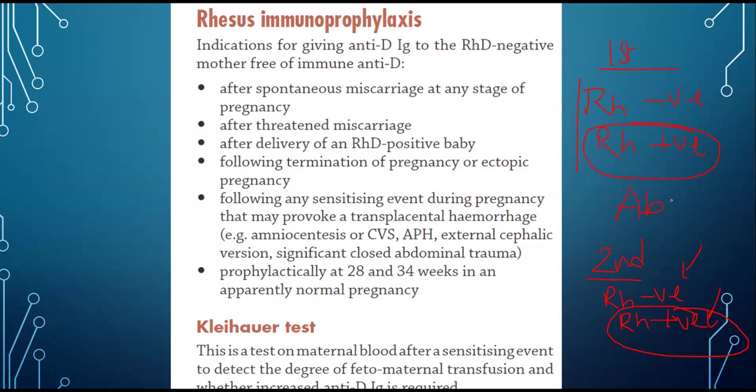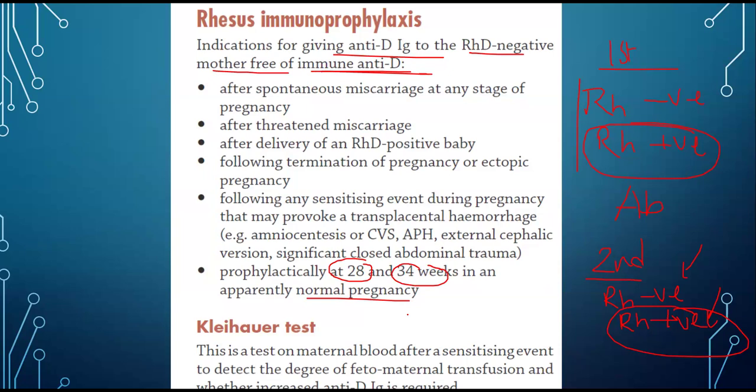Okay? So how do we do it? We can do it in Australia. Every patient who is RH negative will get an anti-D injection. So every pregnant RH negative mother will get an anti-D injection at 28 weeks and at 34 weeks. Okay, everyone. And in that way, you can prevent this antibody from forming in the first place. If the antibody does not form, there will be no problem.